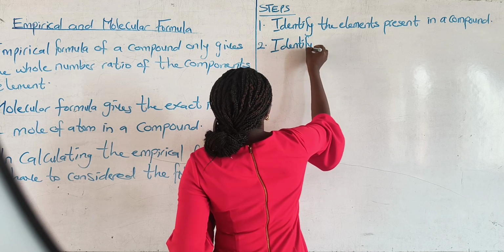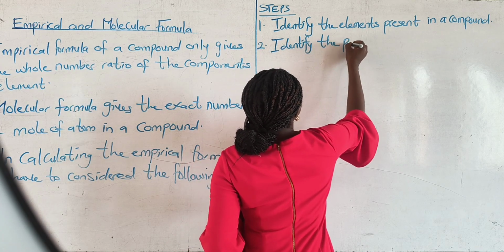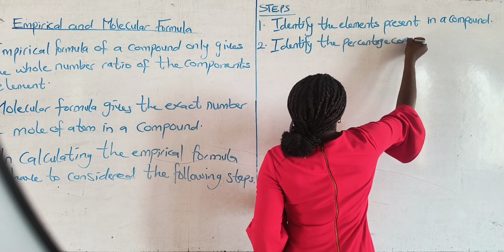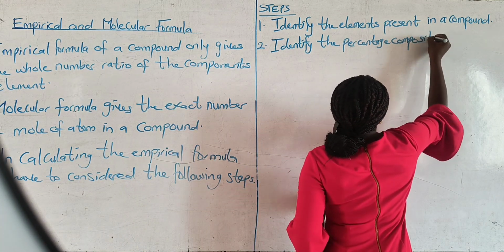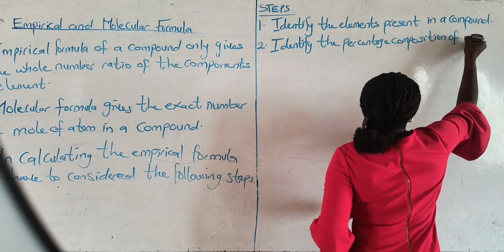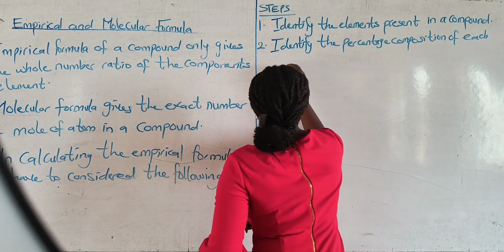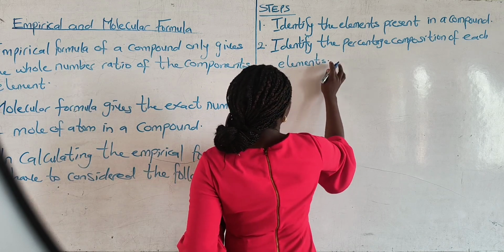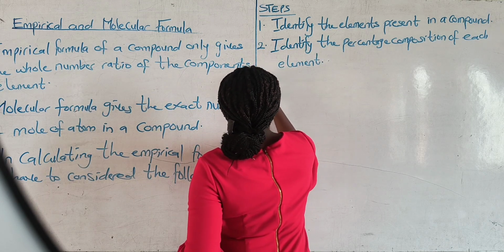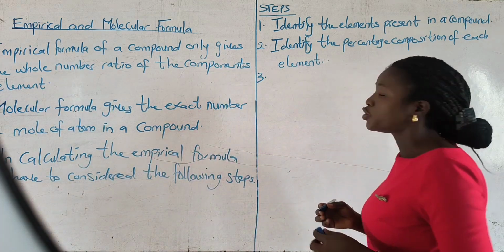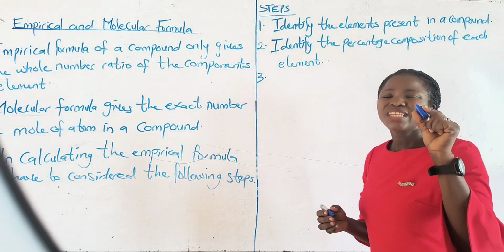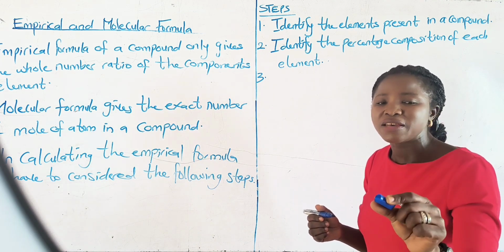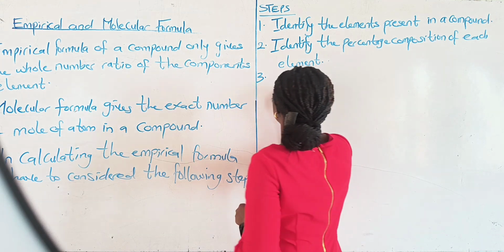Identify the percentage composition of each element. Number three, when you identify the composition, then what do you need to do? You need to divide each percentage composition of each element by their respective relative atomic mass.